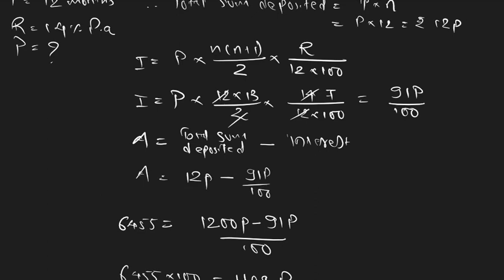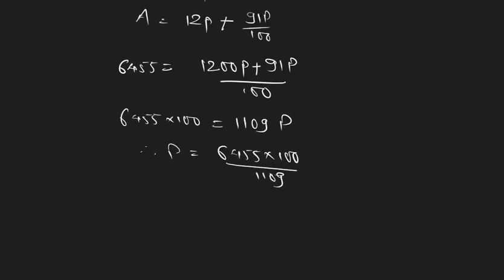We have to check our mistake. Total sum deposited plus interest, not minus interest, will give you the amount. So this will be plus, this will be plus, this will be plus. See, silly mistake. So 1291 this will be. Okay, let me erase this and rewrite 1291P, and this will be again 1291. Okay, I hope now we are correct.